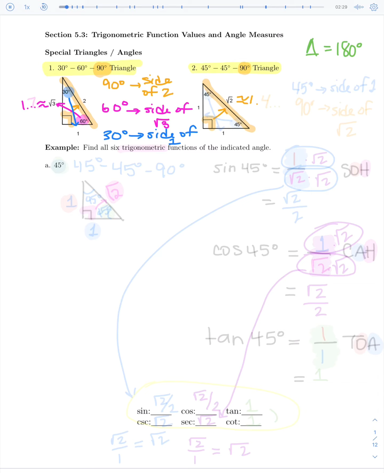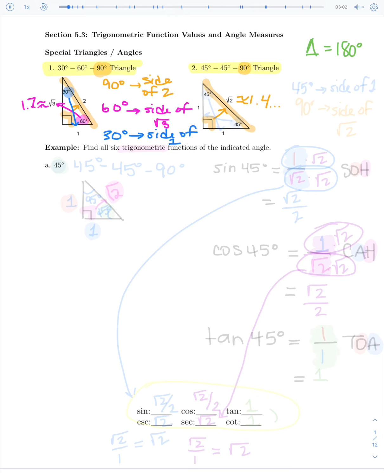Now, it doesn't hurt to become familiar with the actual decimal values of the two square roots we'll see the most. The two square roots we'll see the most are the square root of 3 and the square root of 2. The square root of 3 is 1 point, and we'll go ahead and fill this, 7 something. And let's see, the square root of 2 is about 1.4 something. Just to give you an idea.